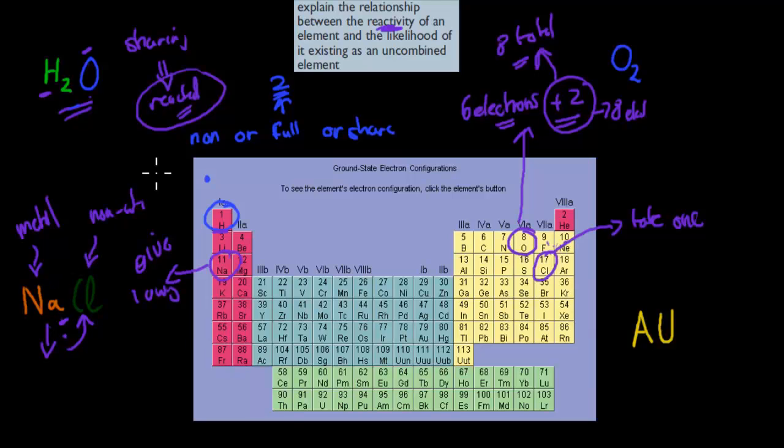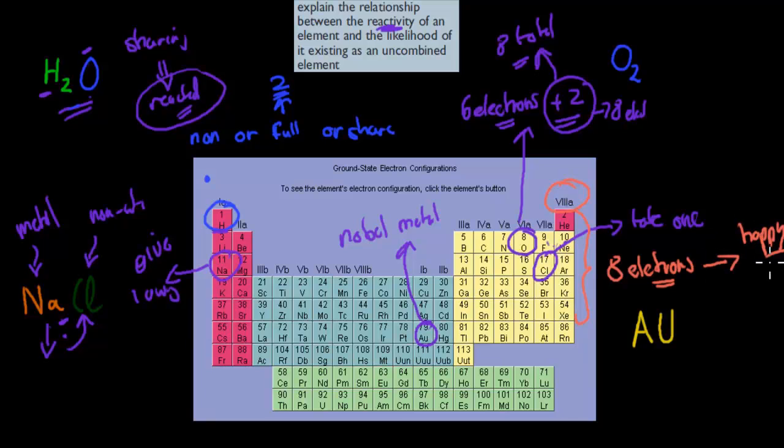Whereas gold is here, and this is something called a noble metal. That comes from the word noble gases, and these here are noble gases. Noble gases are our group 8, and we are going to cover them in much more detail soon as well. All of those in group 8 have 8 electrons, so they're already happy. They don't want to give away or take any more. So all of the ones in group 8 are going to stay by themselves.